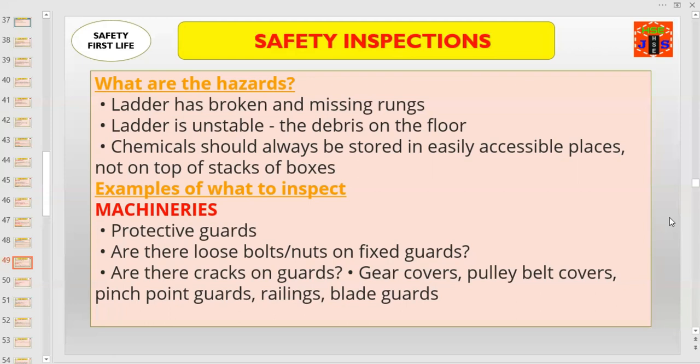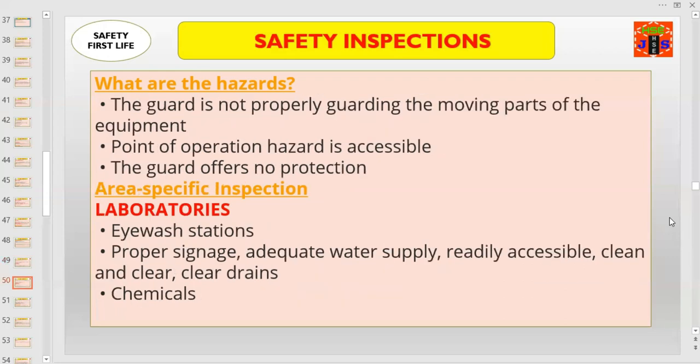Once you are inspecting a building or a structure under construction, what might be the hazards in machinery guarding? Maybe the guard is there, not properly fixed, and the moving parts of the equipment are exposed. Maybe point of operation hazard is accessible and the guard offers no protection at all.